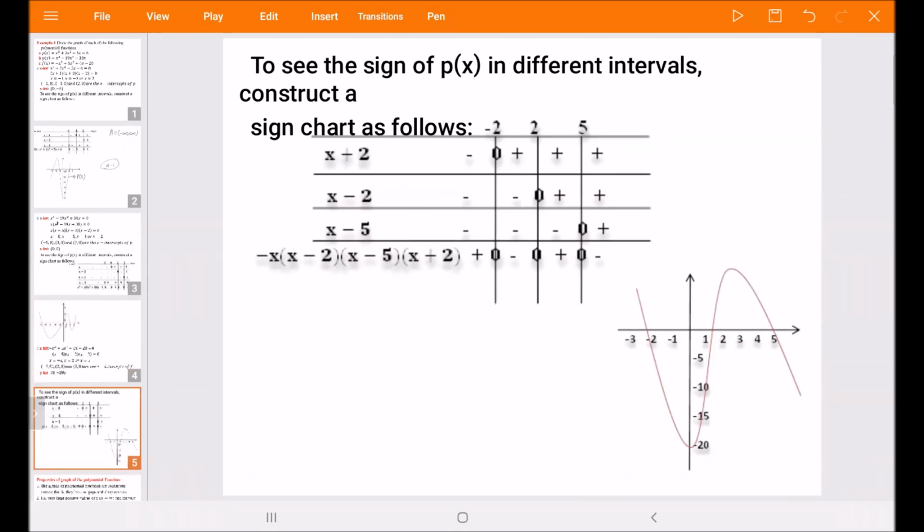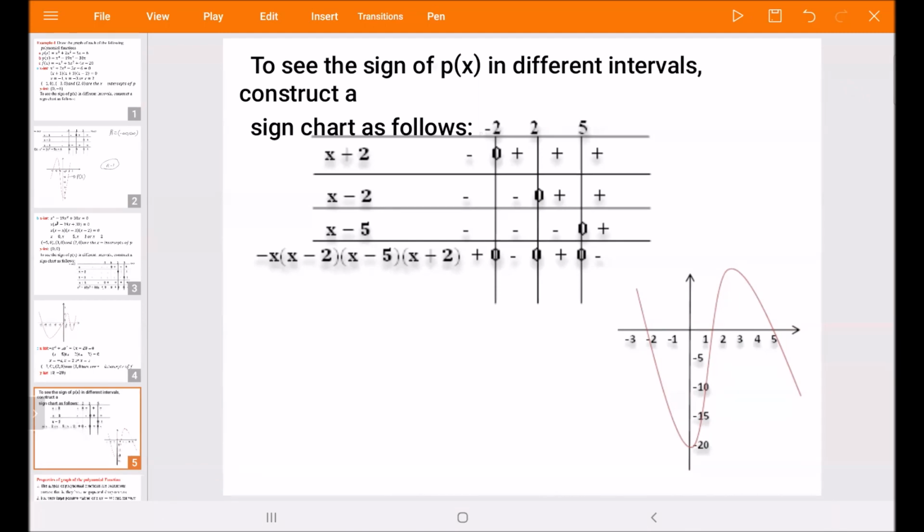So to see the sign of p of x in different intervals, construct a sign chart. To construct the sign chart, we consider all the factors of this polynomial, namely x plus 2, x minus 2, x minus 5. Then these three factors of the polynomial are equal to 0 at x equal to minus 2, 2, and 5. So x plus 2 is equal to 0 when x is equal to minus 2, x minus 2 when x is equal to 2, x minus 5 when x is equal to 5.